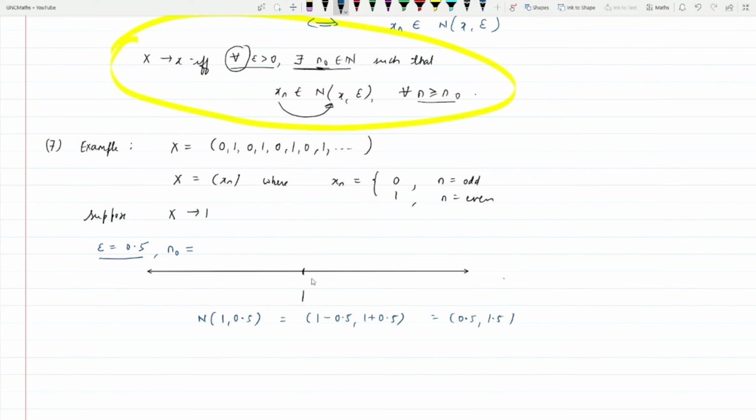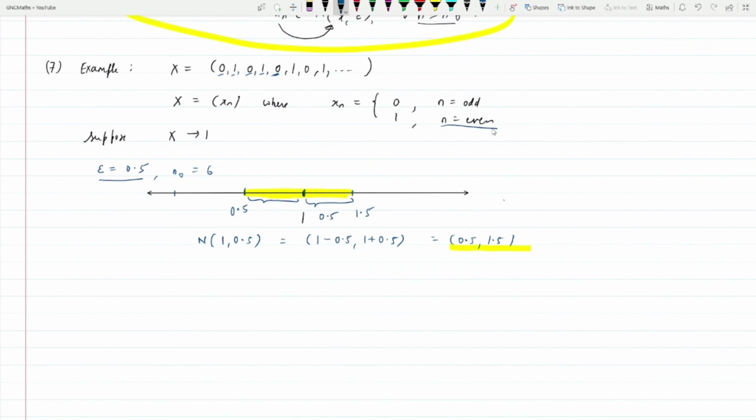Geometrically it is easier to understand that this is the center 1. Now we are taking radius as 0.5. On the right we are going to move 0.5 units and come up to 1.5, and on the left also we are going to move 0.5 units, so this is going to be 0.5. This is the neighborhood which we are currently talking about. And this is an open neighborhood, so the boundaries are not included, which you can see from the parentheses here. Now let me take n naught equal to 6.